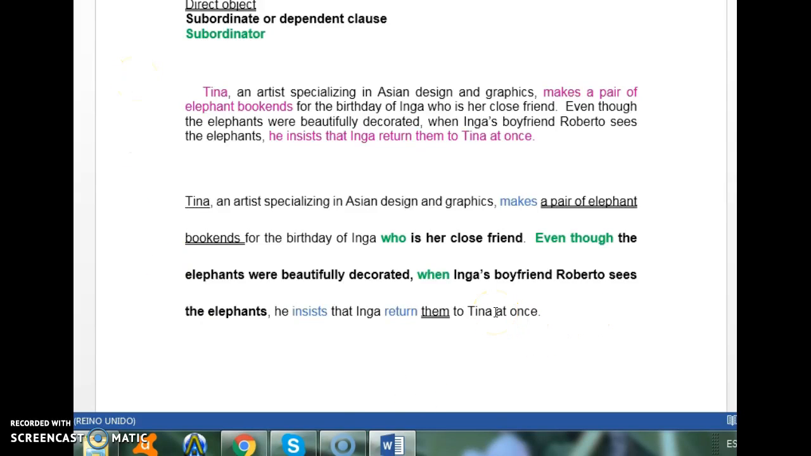I hope this is clear. It seems rather complicated at the beginning, but really the only thing you have to do is identify the main clauses and then see which ones are subordinated. Yes?